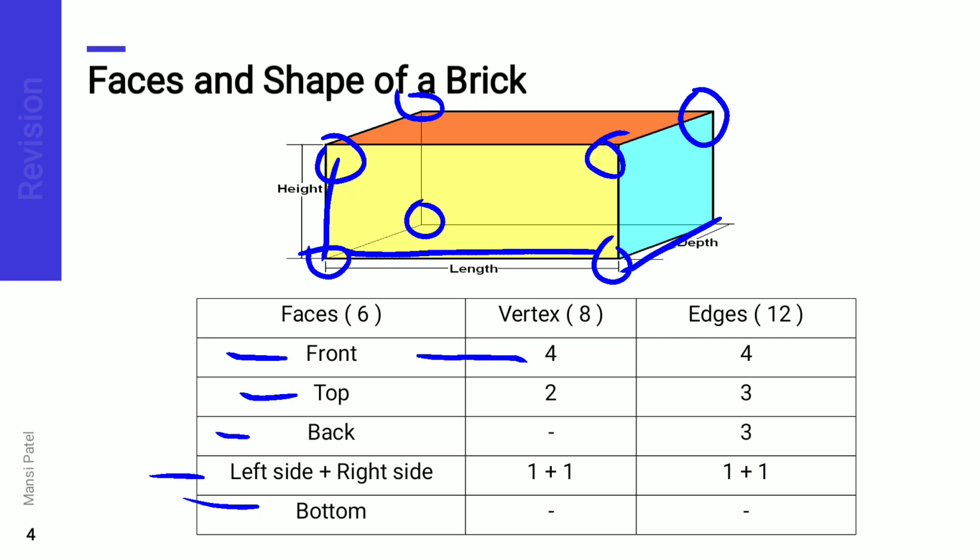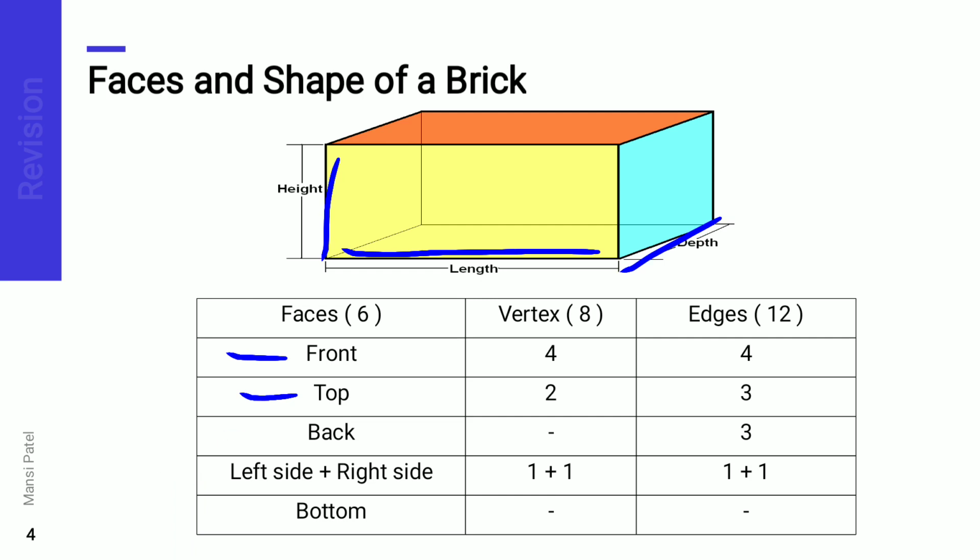Now how many sides, how many edges are there? As we already saw, there are 12 edges. On the front side you can see 4 edges. Then top side 3 edges, back side also 3 edges, and one edge on left hand side and one on right hand side. In this way there are 12 edges of a cuboid, of a brick.